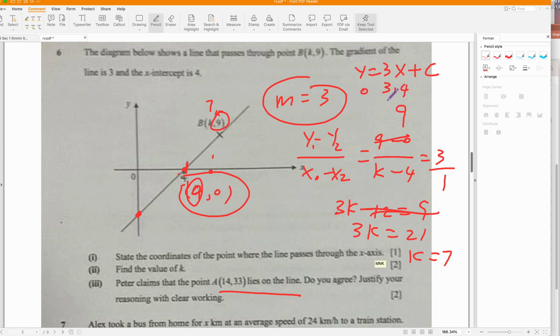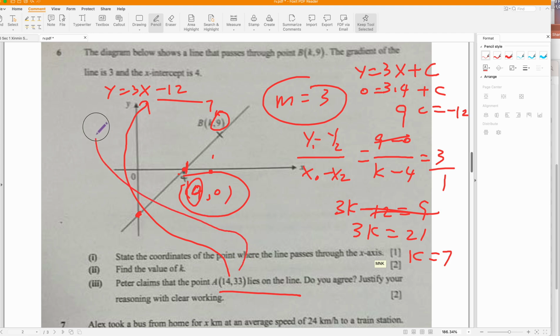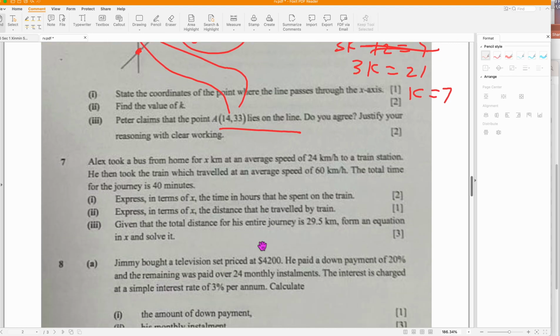It should be 0, right? So therefore your c is negative 12. So therefore it's y equals 3x minus 12, right? The y-intercept is negative 12. And then you just put the 14 into it, and the negative 33, and see if it's valid. If it's valid, it's on. If it's not valid, it's not on. So that's how you justify.